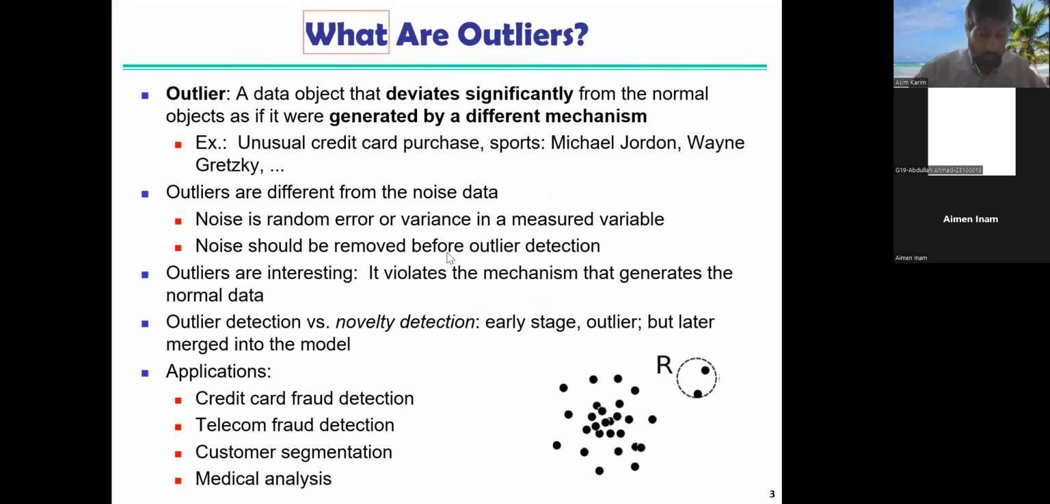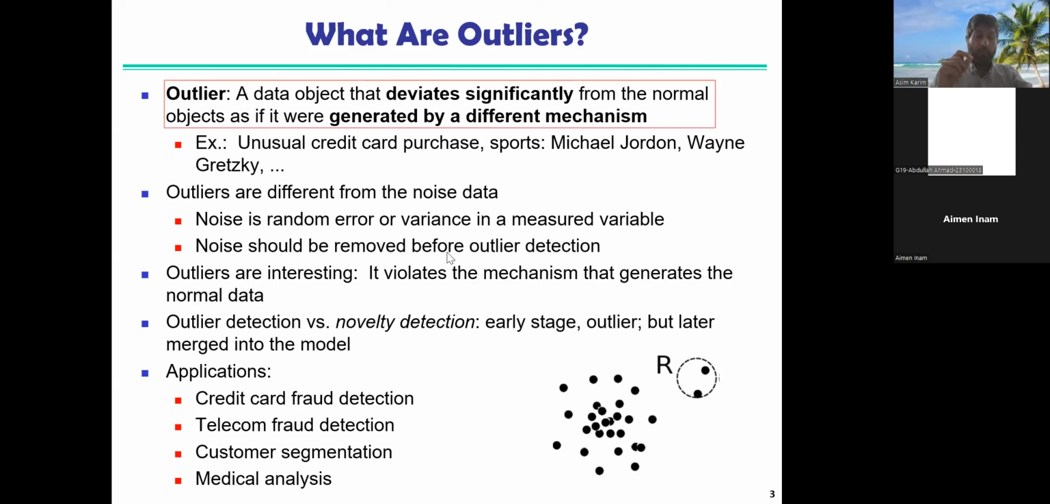So what are outliers? An outlier is a data object that deviates significantly from the rest of the objects, or deviates significantly from the normal behavior that is present in the data generating process that is generating the data.